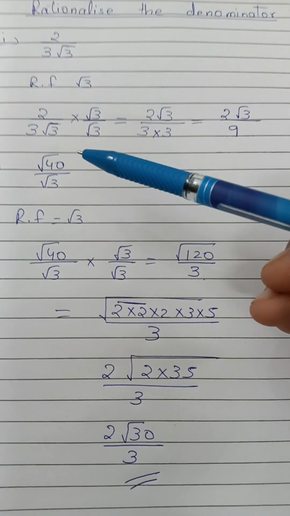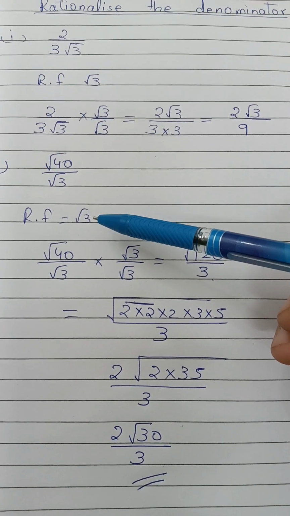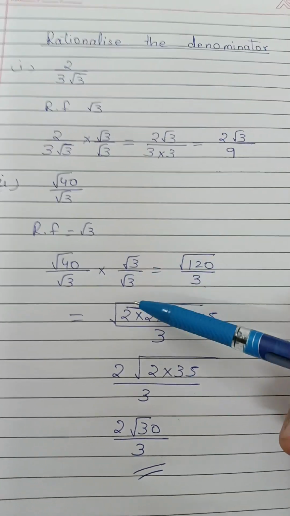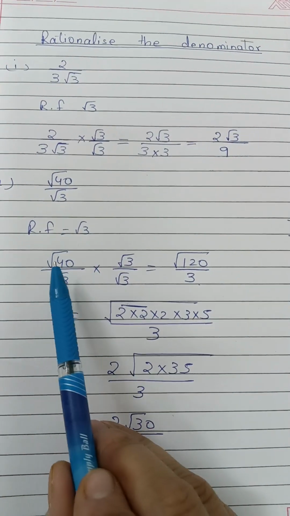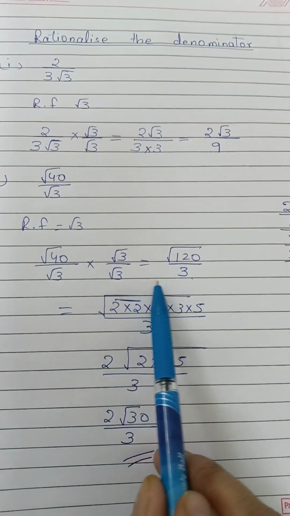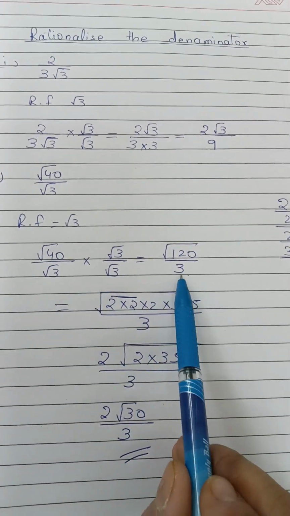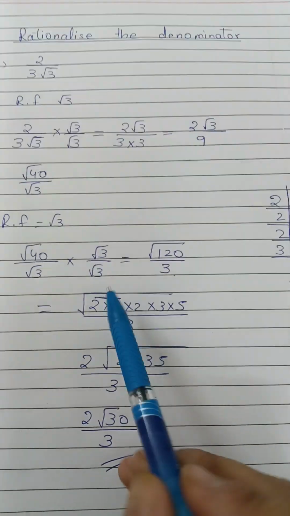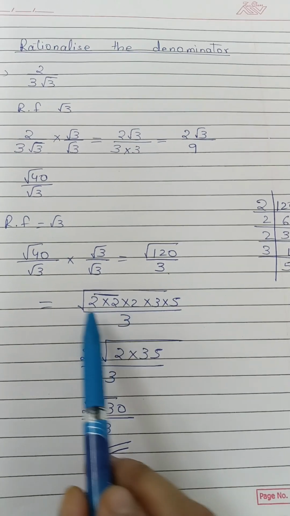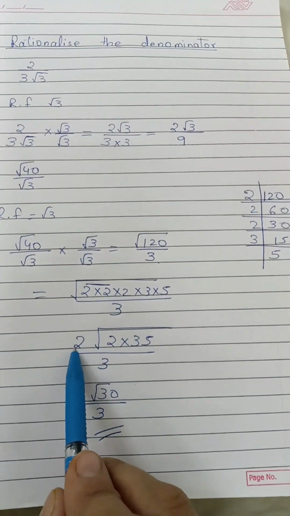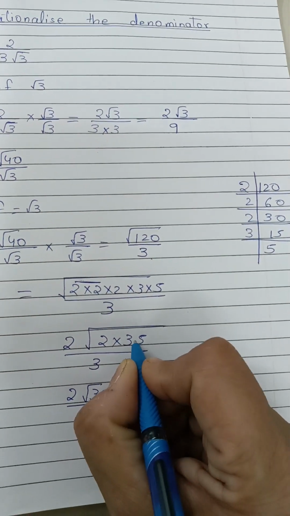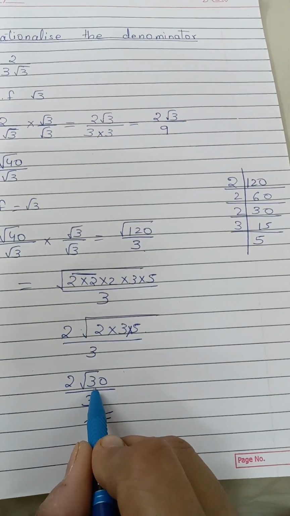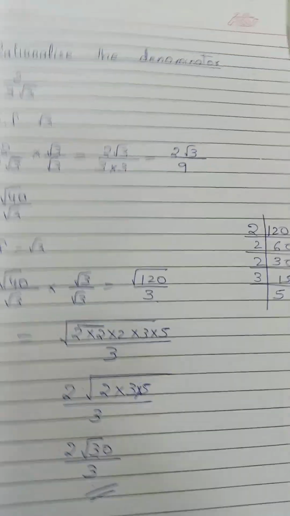See, we started with root 40 upon 3. The rationalizing factor is root 3. What we did is we multiplied root 3 both to the numerator and denominator. So numerator root 40 into root 3 makes it root 120 upon, and root 3 into root 3 is a 3. What I did is I resolved 120 into prime factors, paired out. For every pair I took a number out, and inside this is 2 into 3 into 5, which is 30, and this is our final answer.